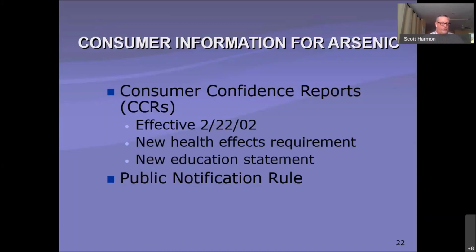So, consumer information for arsenic. The 1996 amendments to the Safe Drinking Water Act focused on increased public safety and the public's right to know provisions. In response, EPA promulgated the Consumer Confidence Report rule and revisions for public notification. The rule was meant to increase the quantity and quality of information that customers receive. And for those of you that have to put those reports together, it's a lot of information that goes into those reports. And that's the good news. There's a lot of information. The bad news for us is we have to put all that information in there.